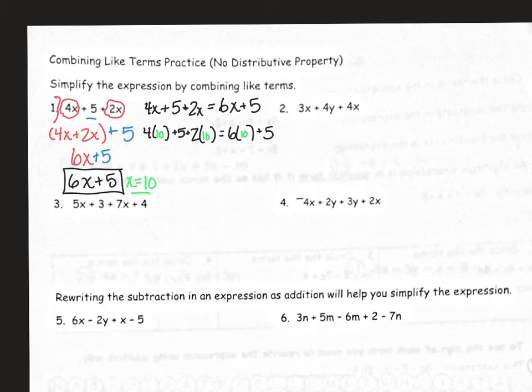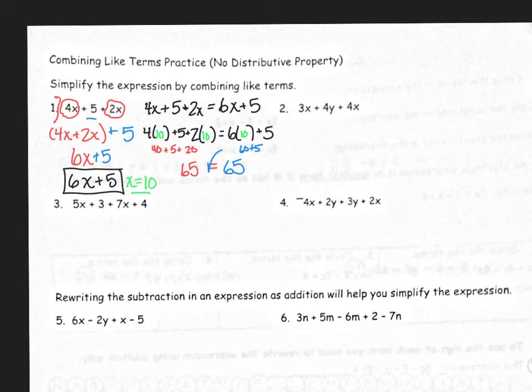So now I'm going to evaluate the left. 4 times 10 is 40, plus 5, plus 2 times 10 is 20. And when I add all this together, I get 65. On the other side, I'm going to evaluate. Now watch how much easier or simpler it is on this side. 6 times 10 is 60, plus 5. Look at how that's so much faster, 65. 65 equals 65, that's a check.